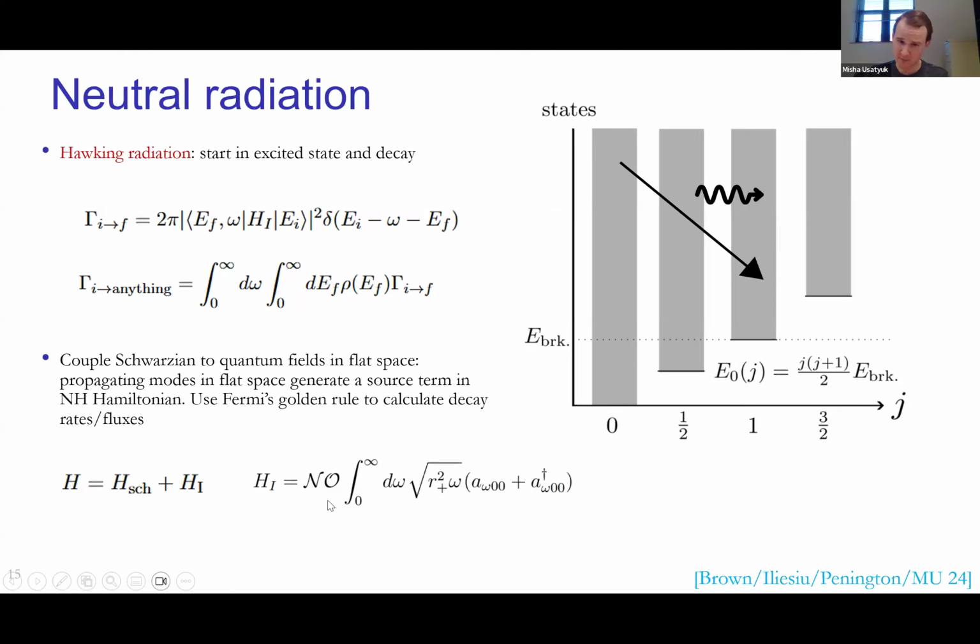Then we have creation and annihilation operators that act on the Hilbert space of quantum fields at Scri plus. So they create modes with frequency omega or annihilate modes with frequency omega. And we integrate over all possible modes omega.